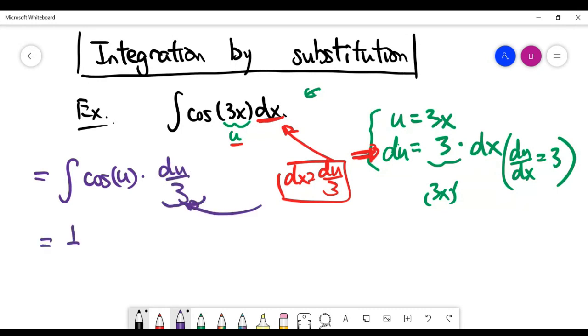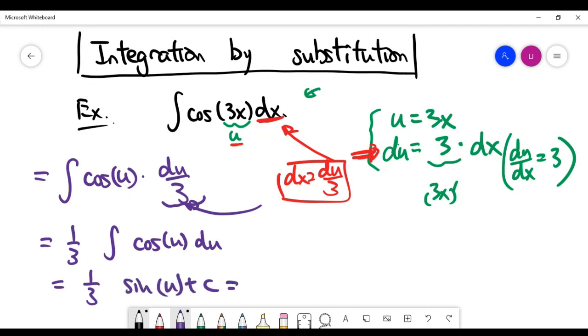And the 1 over 3 is constant, so we can pull it out, because a constant doesn't change our calculation much. So basically, you are integrating cosine of u with respect to the variable u. And of course, by formula, the antiderivative of cosine u is sine u, right? So basically, that's the end of this problem.